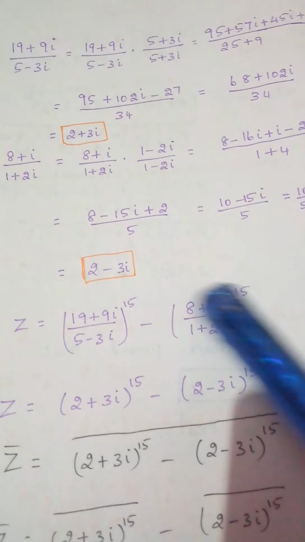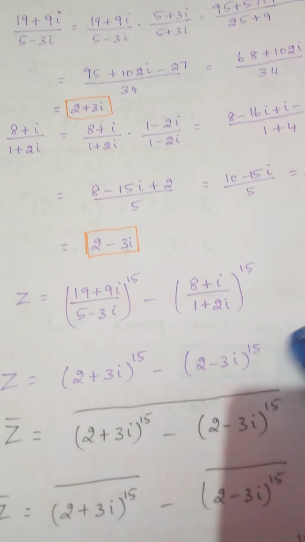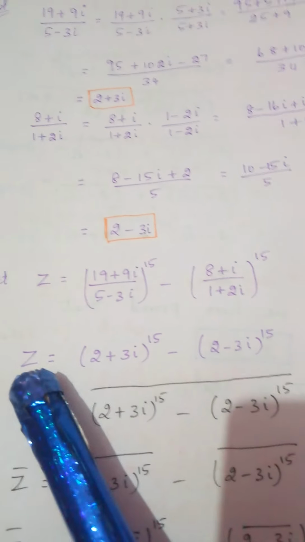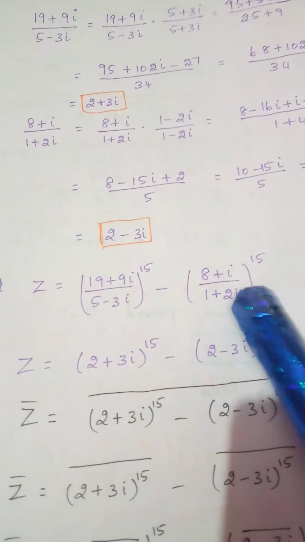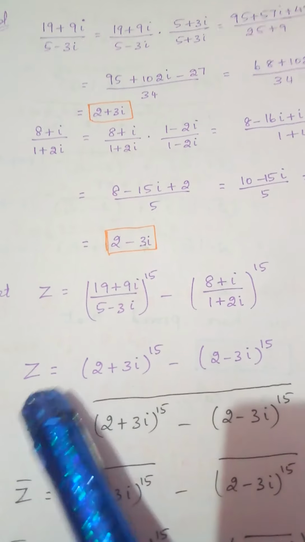Instead of this, I'm writing 2 minus 3i. Power 15 is written here. After writing this, it is actually z, the value we are substituting. Now we are trying to find out z bar.